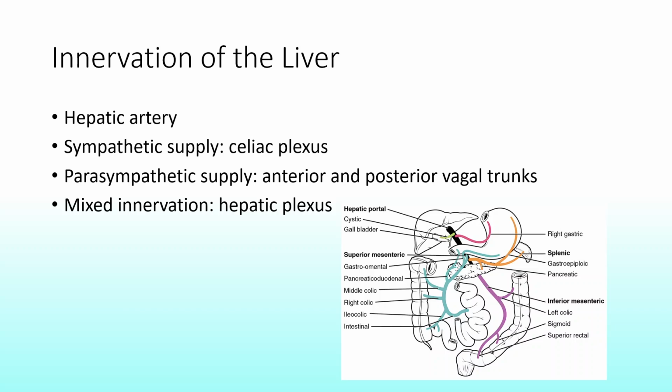Okay? So the sympathetic supply is the celiac plexus. The parasympathetic supply is from the anterior and posterior vagal trunks. So the vagal trunks and the celiac plexus lead to the hepatic plexus, which is the mixed innervation.